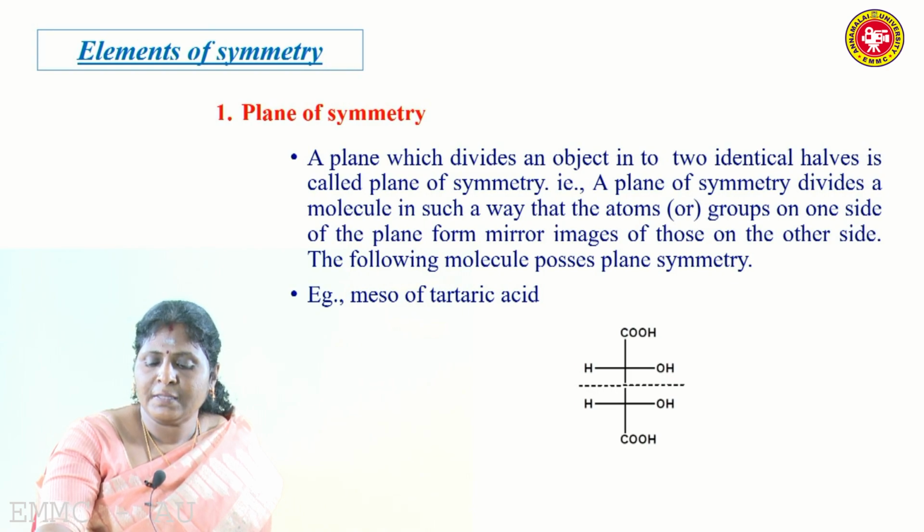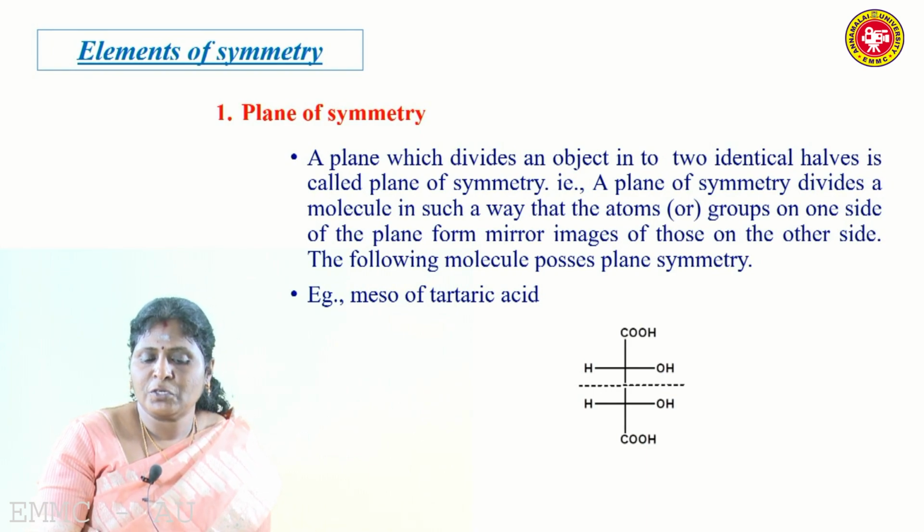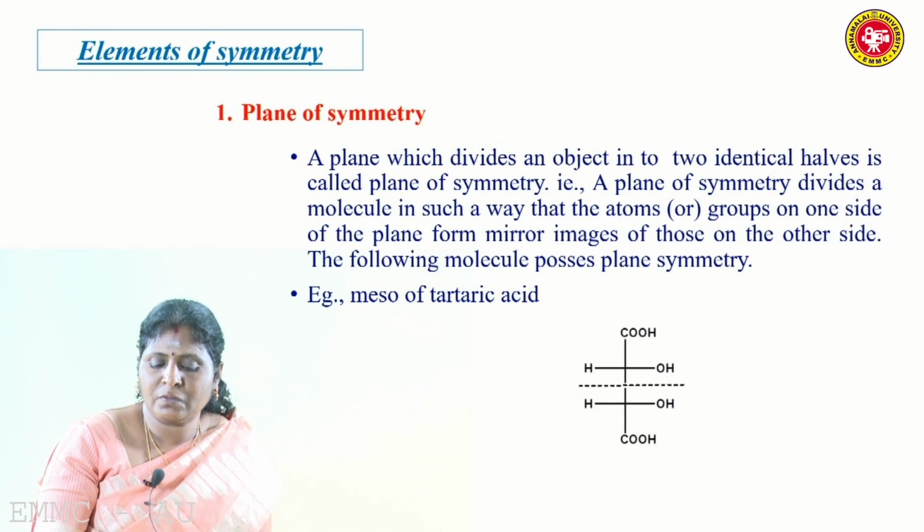Now this horizontal plane cuts the molecule into 2 identical halves. Now the system is said to be symmetric. That means the system is said to have a plane of symmetry. The compound is meso tartaric acid.